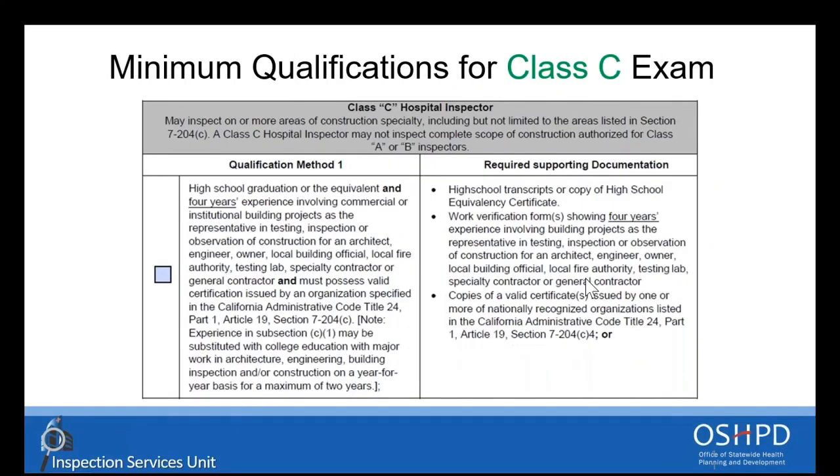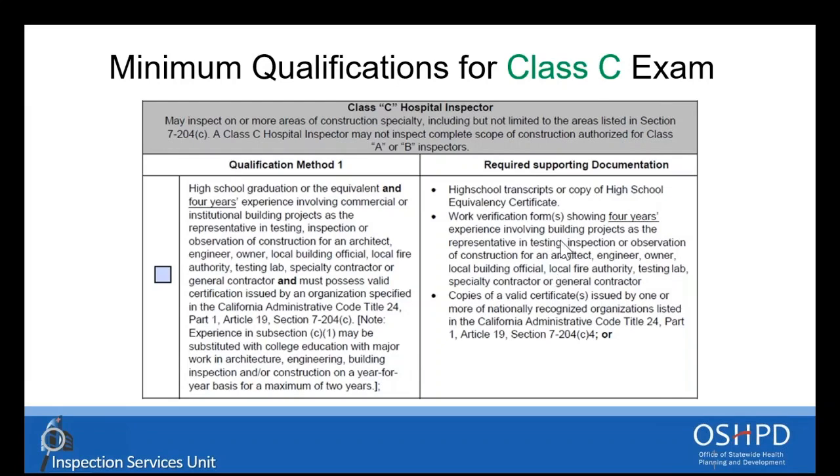Class C, there are many specialties noted in the regulations. And most of you might have certifications noted in the CAC 7204C already. However, that certification alone is not the only requirement. You still need to submit documented experience of 4 years. And the 4 years is not just on inspection only.